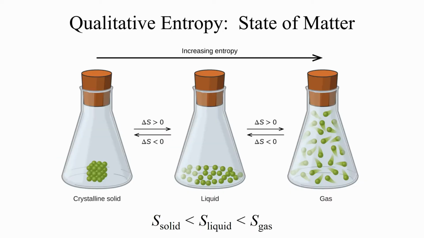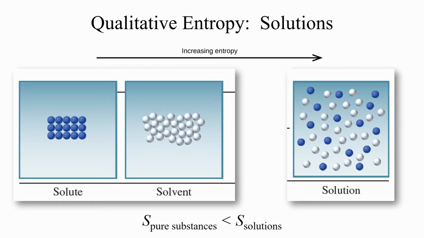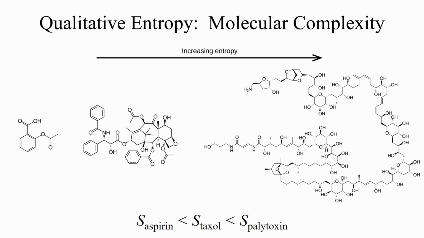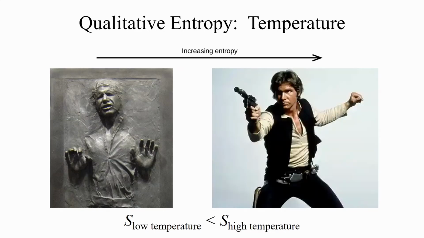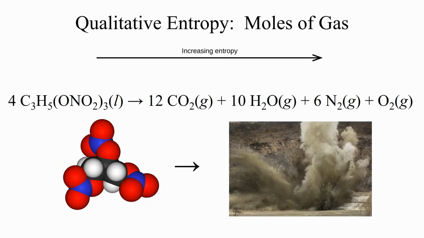By this definition, we can conclude that the entropy of a gas is greater than that of a liquid, and the entropy of a liquid is greater than that of a solid. The entropy of a solution is greater than that of the individual components alone. The entropy of complex molecules is greater than that of simple molecules and atoms, simply based on how many orientations they can take. Increasing the temperature, and therefore molecular movement, of a substance will increase its entropy. And in general, a reaction that increases the number of moles of gas will also increase entropy, and vice versa.